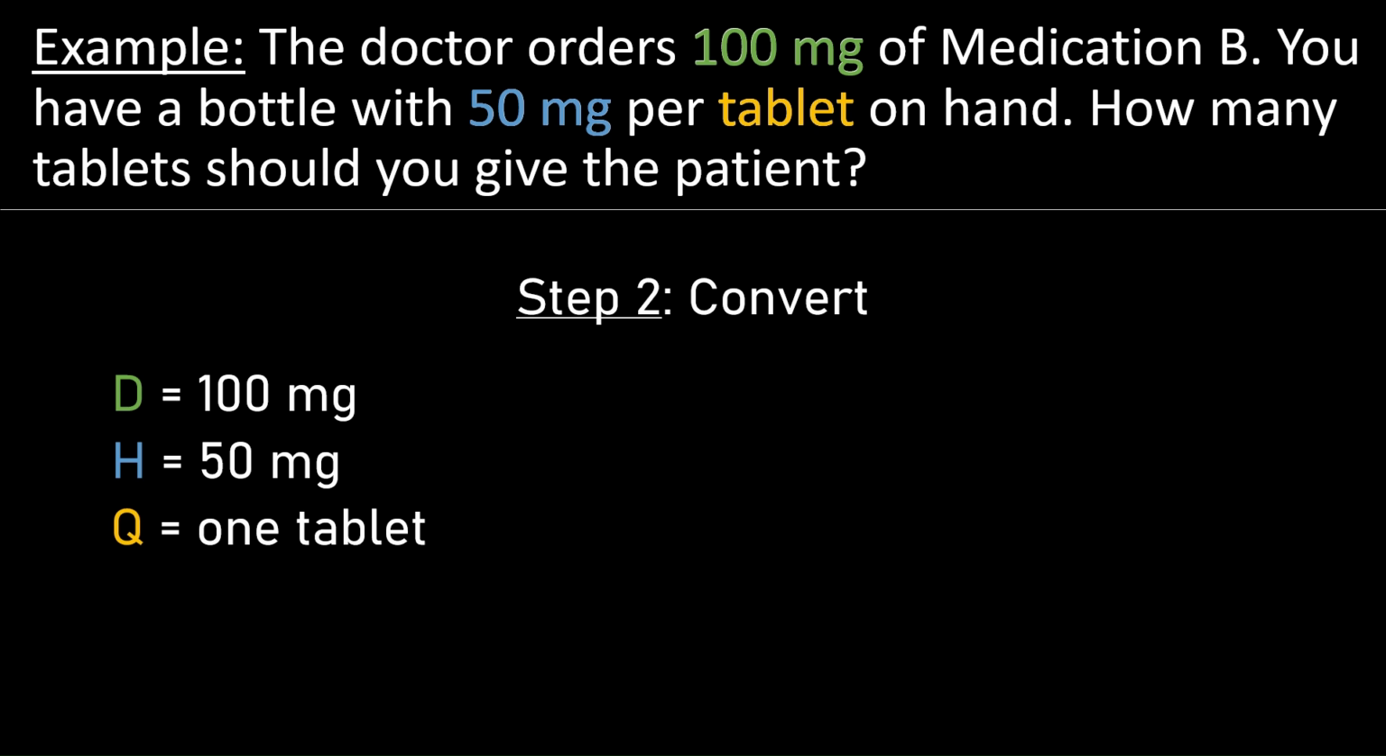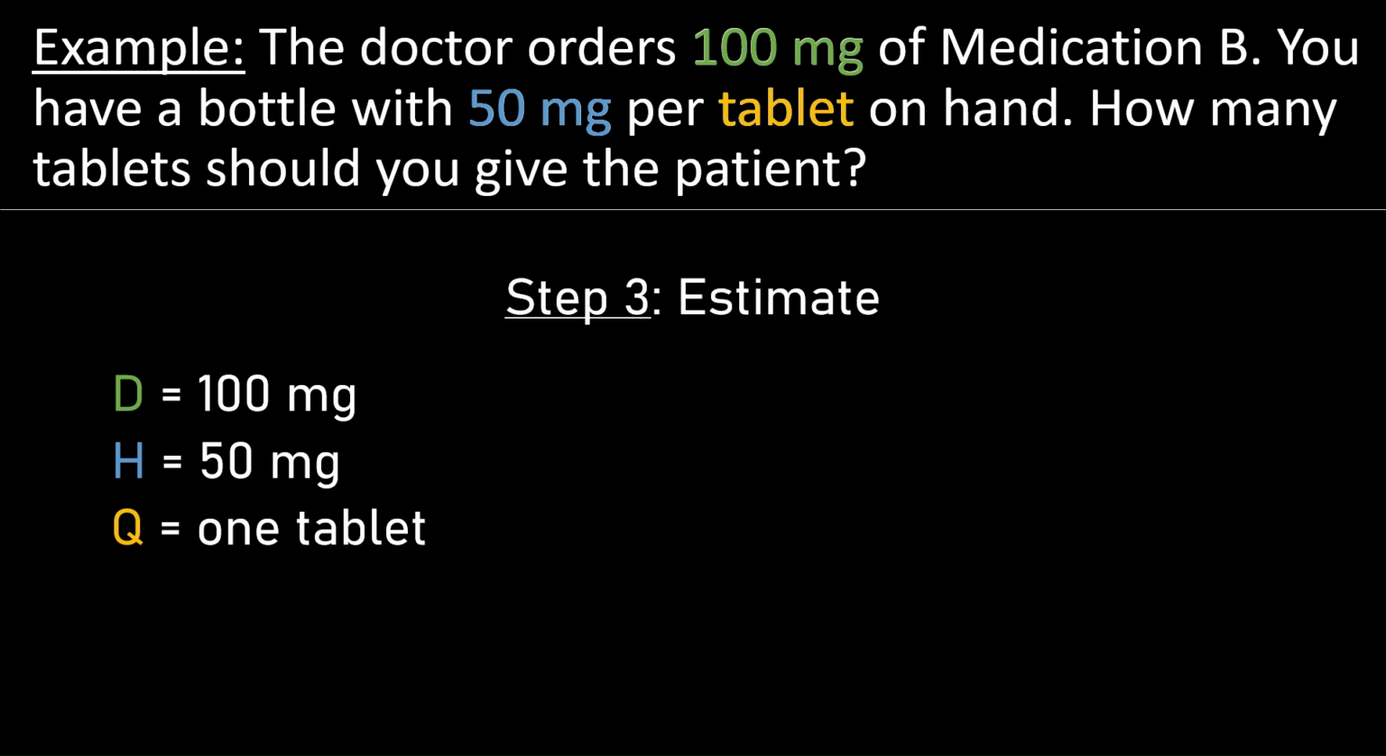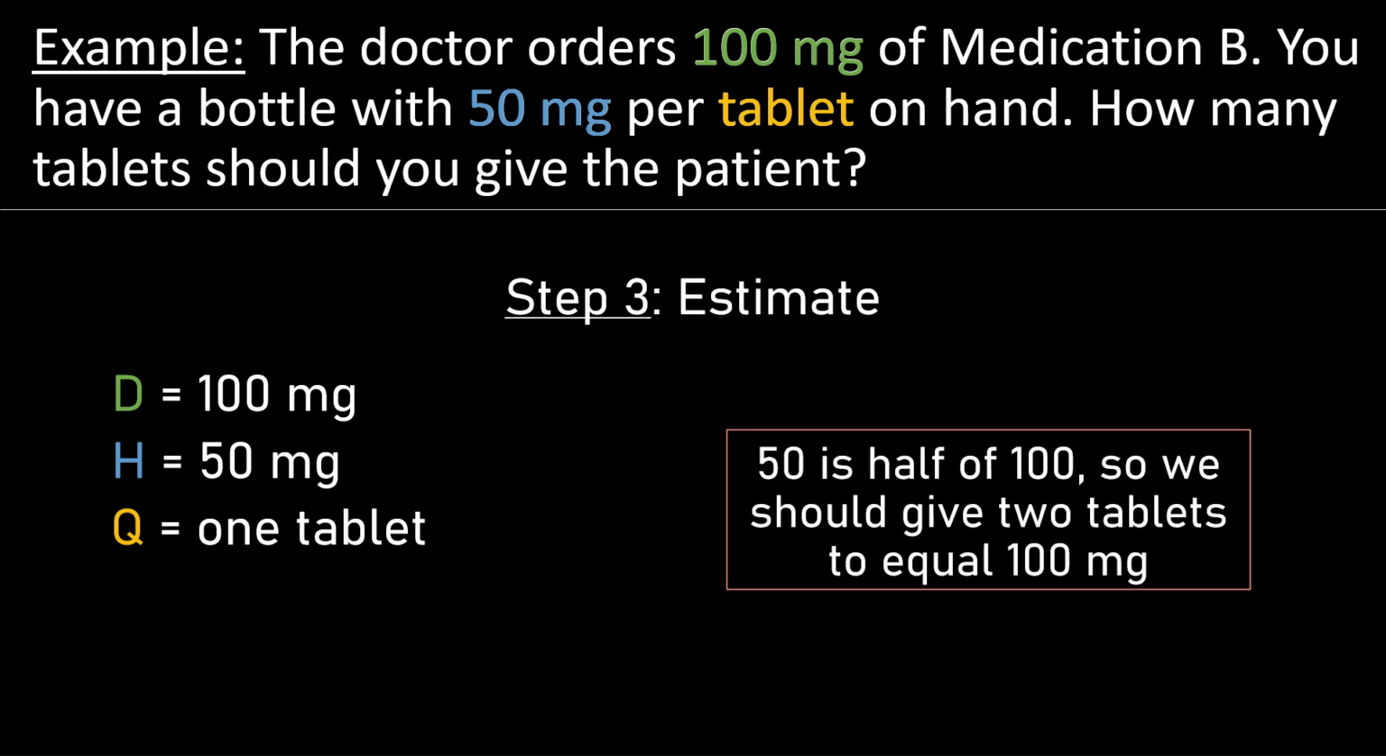The next step is to convert D and H to the same unit. But here we can see that they're both already in milligrams, so no conversion is needed. Step number 3 is to estimate. If we're supposed to give 100 milligrams and have 50 per tablet on hand, 50 is half of 100, so we should be giving 2 tablets to the patient.